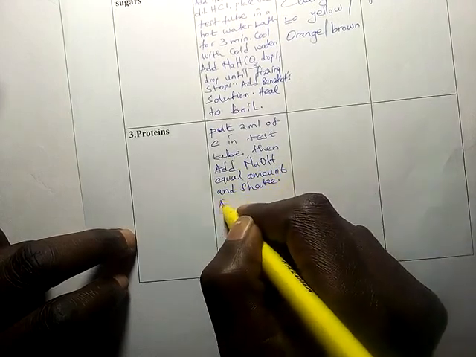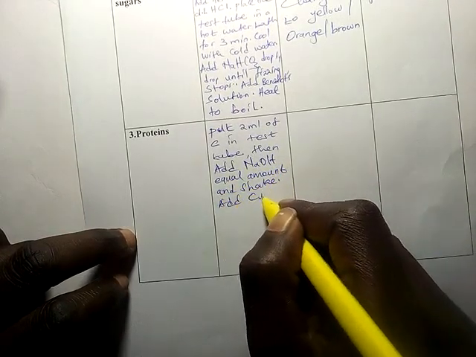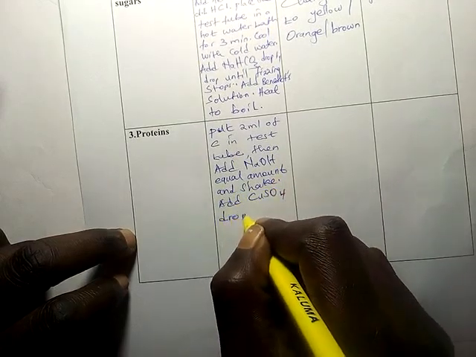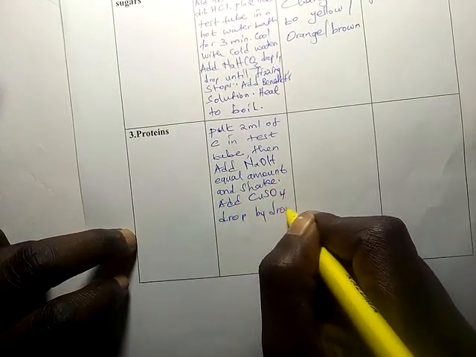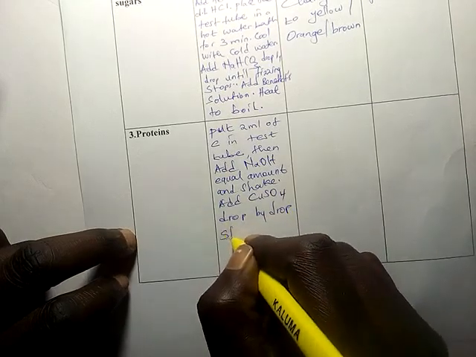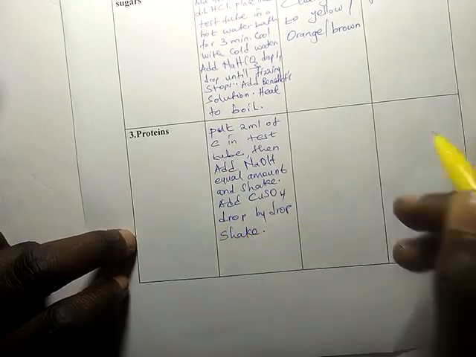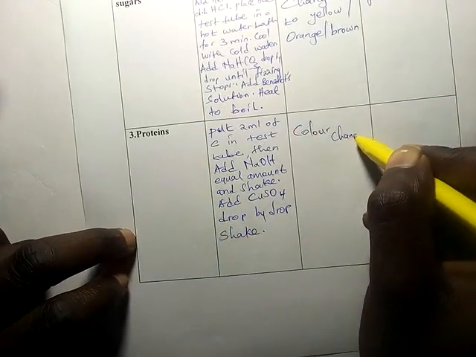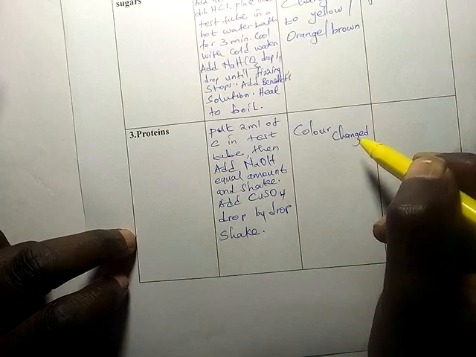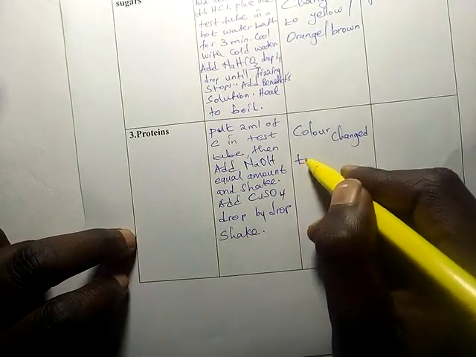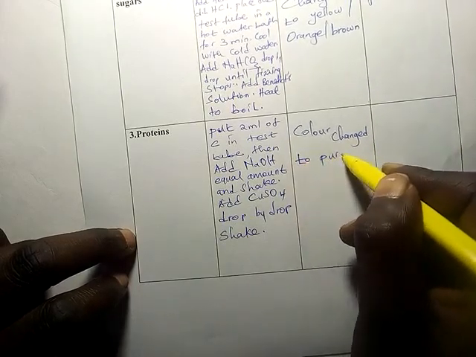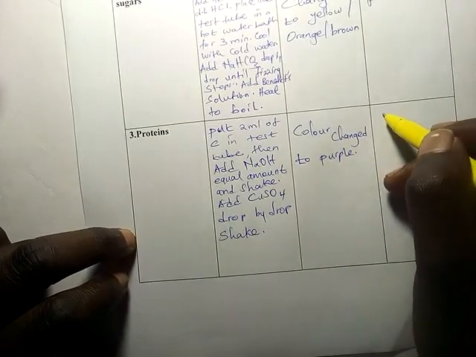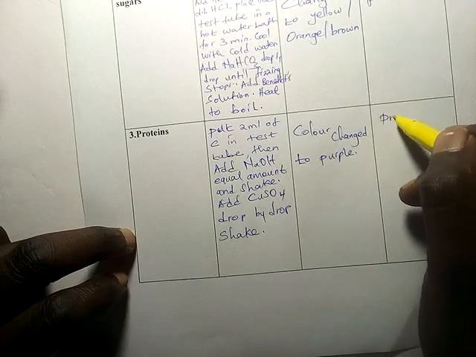Then add copper 2 sulfate drop by drop. Then shake. Then you observe the color. Here the color changed to purple. Therefore, proteins were present.